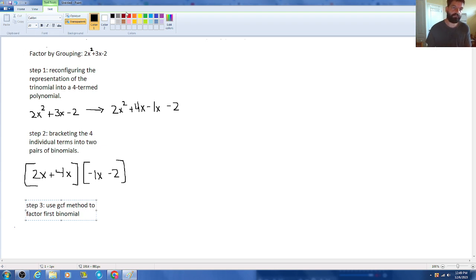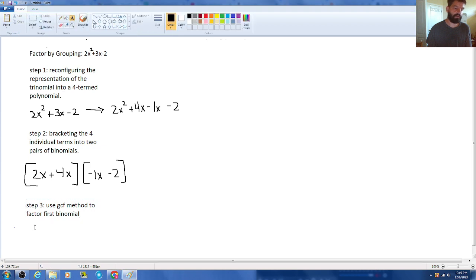To do that, we're going to take the binomial 2x squared plus 4x, and we're going to go ahead and factor this. Remember, factoring is like division. It's the inverse of the distributive property.